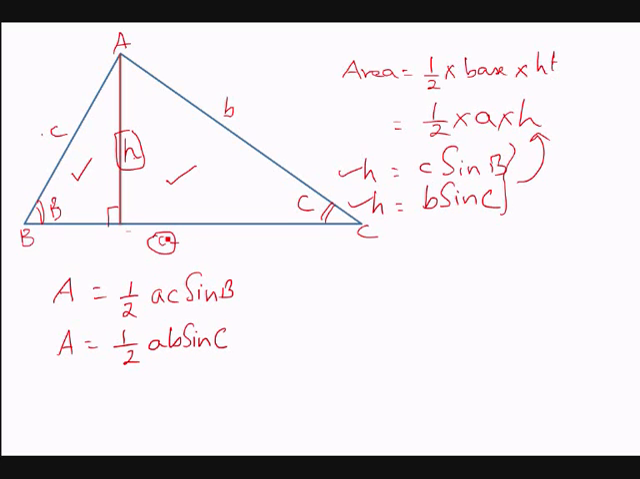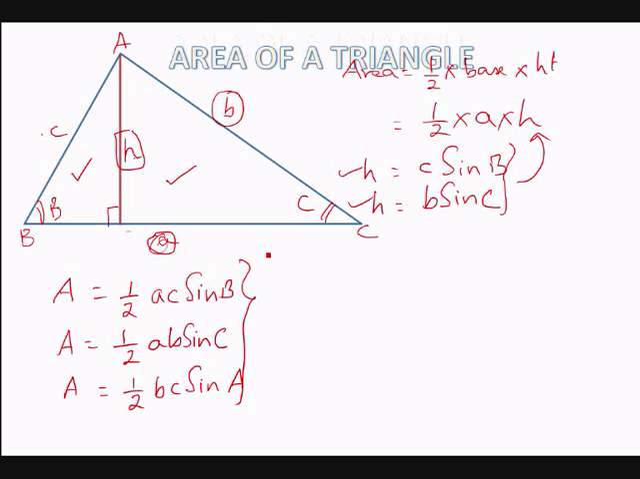If I take off this a as base and I consider this b as my base, then I might get area is equal to half b c sine a. This can be easily checked. These are the three formulas for finding area of any non-right angle triangle.